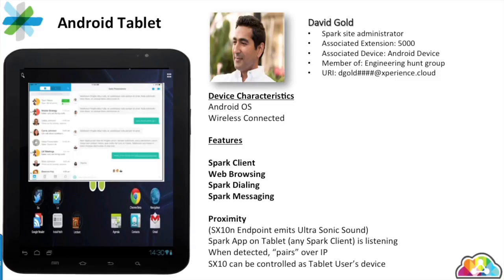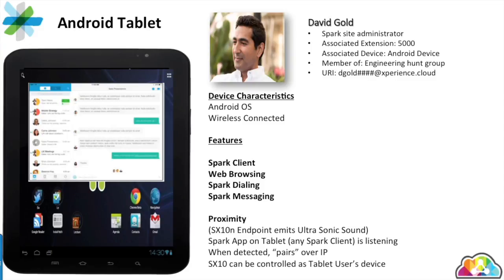He is at extension 5000, and he is the user and the associated user of the Android device, including the Spark instance that exists on the Android tablet. David's also a member of the engineering hunt group, so when you do demonstrate and dial that group, naturally that tablet will ring. And then of course you can URI dial David at the dgold 4-digit extension at experience.cloud.